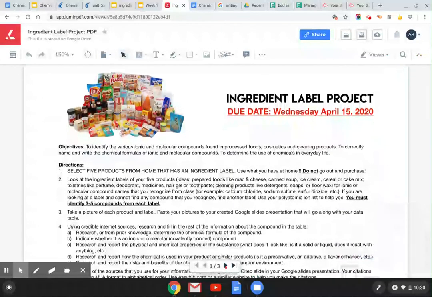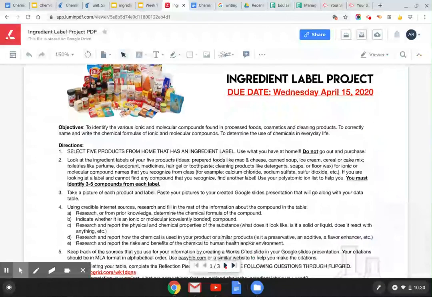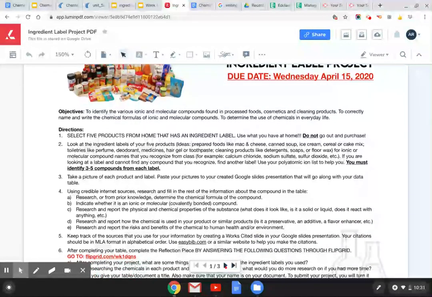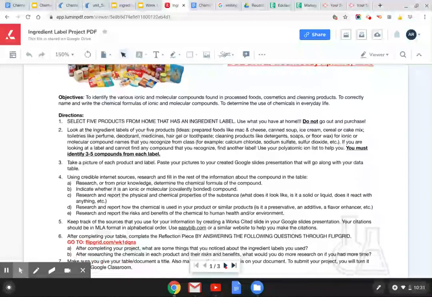Okay, so here's your ingredient label project. And the objective of the project is for you to become more familiar with chemical compounds, ionic or molecular. Molecular just means covalent compounds. And you're going to try to become familiar by identifying these compounds in different products that you have at home already. It can be processed foods, it can be cosmetics, cleaning products. You want to identify certain aspects of these compounds. So, first thing you want to do, let's reload here.